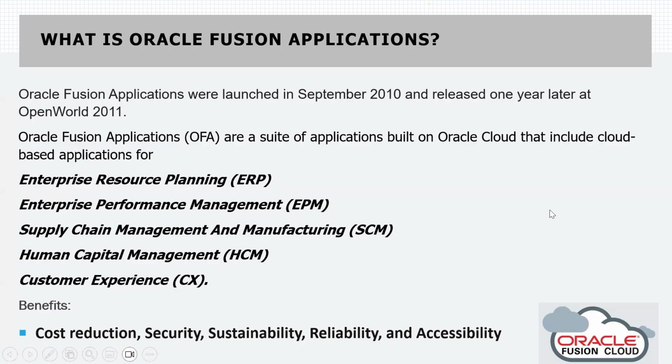Oracle Fusion application contains many modules. In Oracle Fusion applications, we have different modules like ERP, EPM, SCM, HCM, CX. You might have heard about the HCM, SCM and EPM modules. These are all different modules available in Oracle Fusion application. Now we are going to learn about ERP application, which is enterprise resource planning.